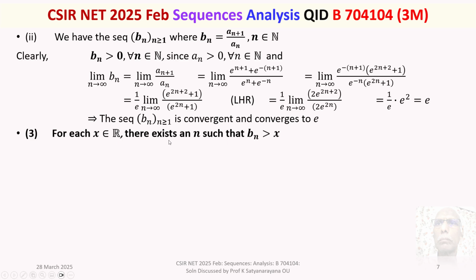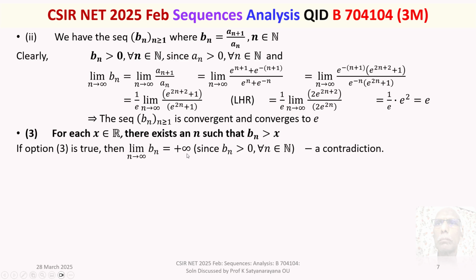Now option 3: for each x belonging to R, there exists an n such that b_n is greater than x. If you say this option is true, since b_n is greater than 0 for all n, these two put together will give you that the sequence diverges to plus infinity. So if option 3 is true, then the limit of b_n is plus infinity, because each b_n is positive. And this leads to a contradiction. Why? We have seen above that the sequence b_n is convergent and converges to e. So this contradiction tells you that the assumption that option 3 is true is false. Therefore, option 3 is not true.